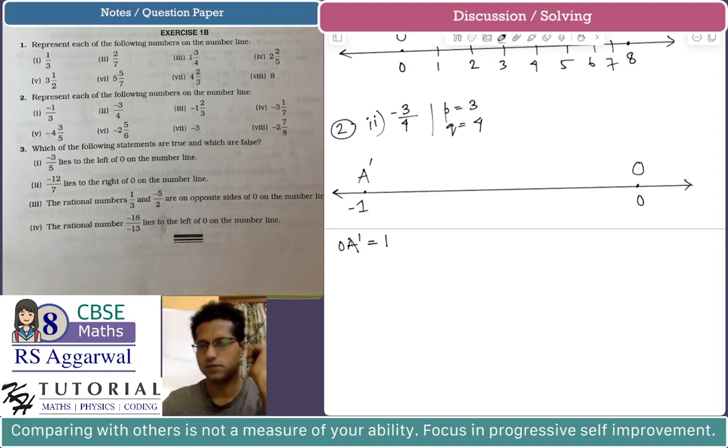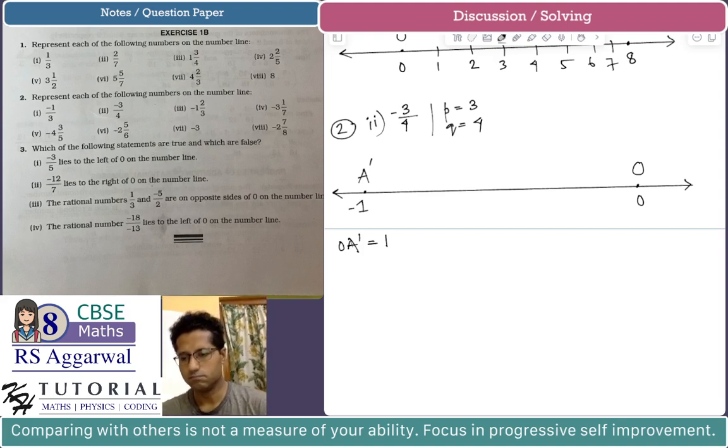This is the only difference between drawing the 3 by 4 and minus 3 by 4. Whatever drawing you do for 3 by 4, for minus 3 by 4 it will be just opposite, to the left hand side of origin. Okay, so now I will divide OA dash into 4 equal parts, because in the denominator Q is 4.